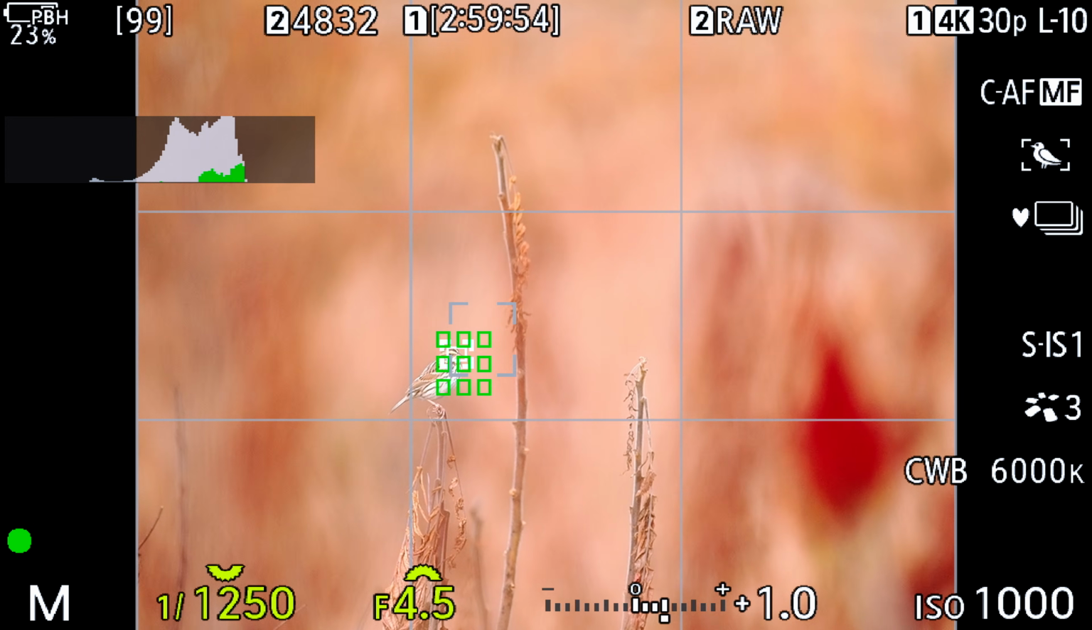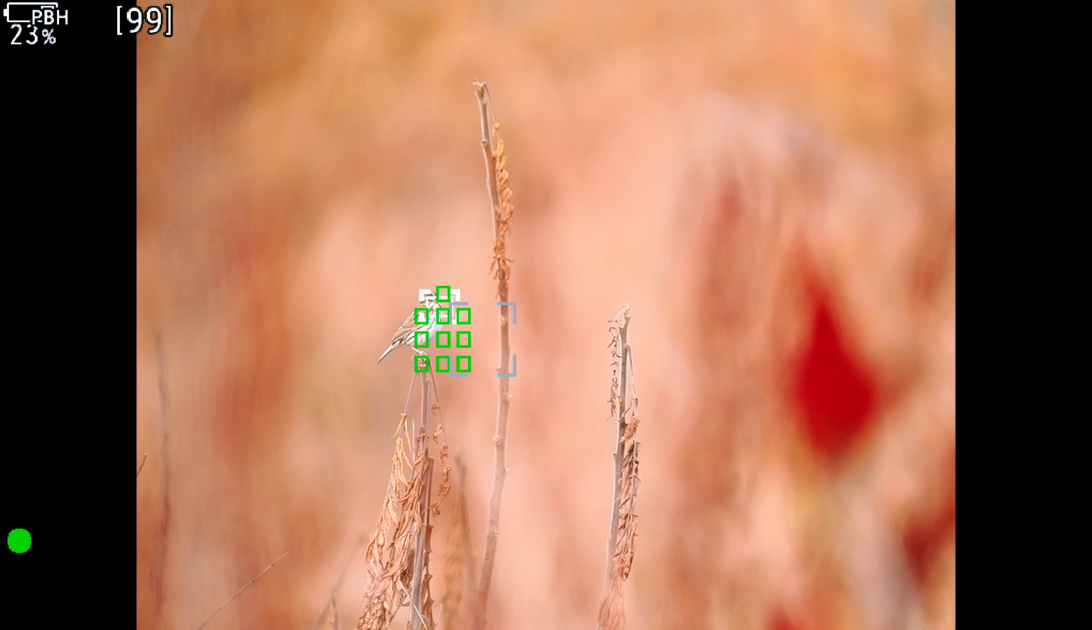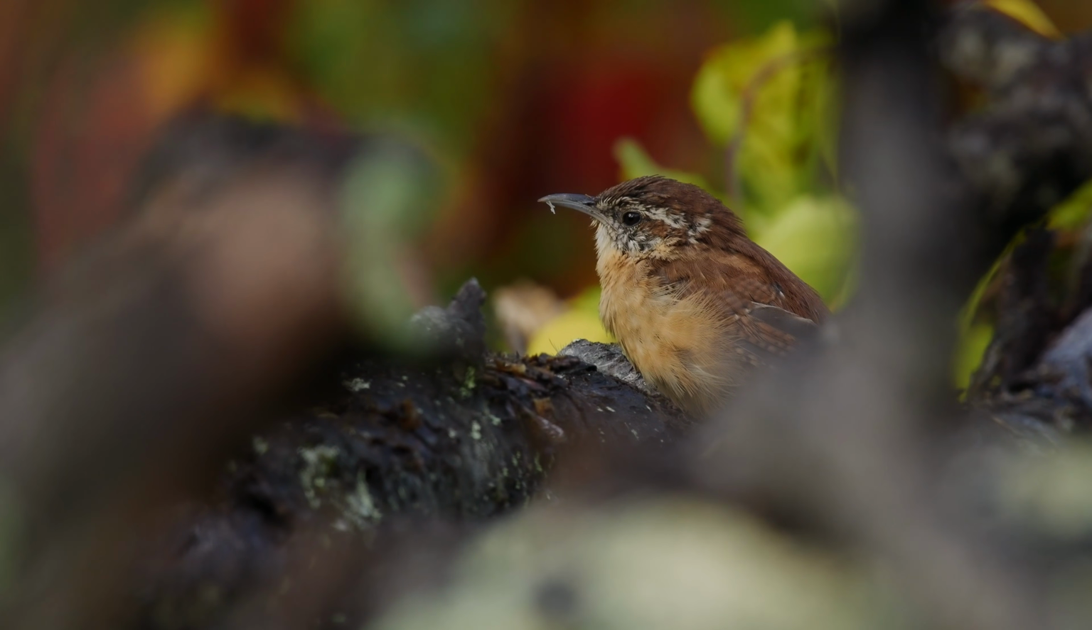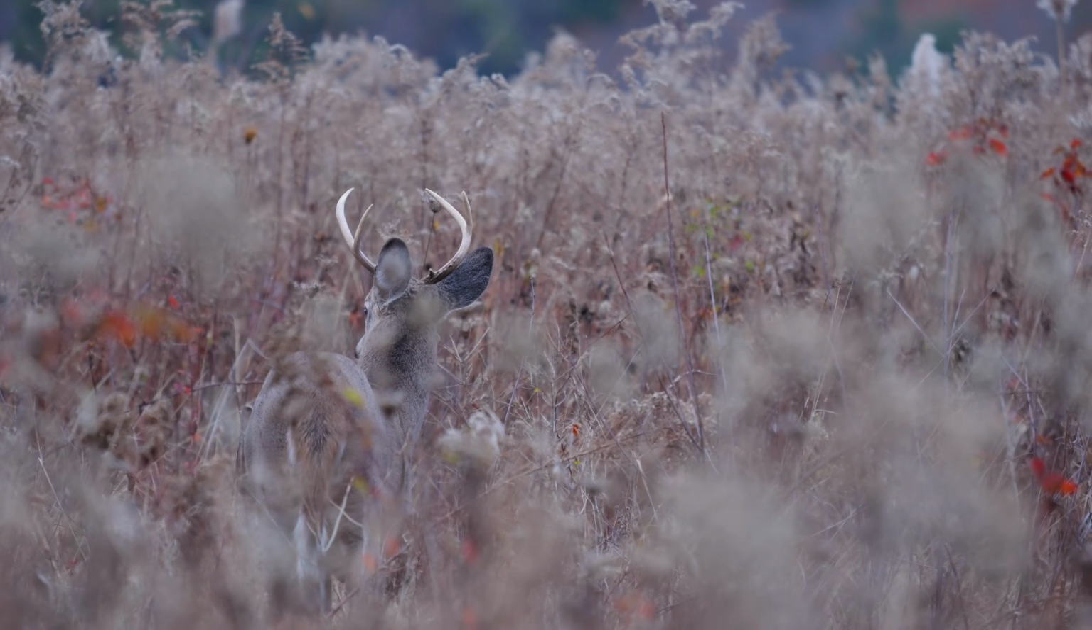This week we're starting with possibly one of the most important settings to master for wildlife photography, and that is shutter speed. Now, why is this so important? Because wildlife is constantly moving. Even when a subject looks still, they are typically always moving.